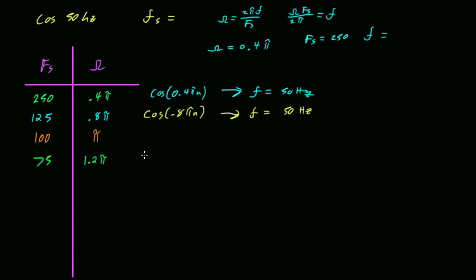Now, let me skip to the 75 hertz case. Now I have cosine of 1.2 pi n. And believe it or not, I have a problem. There's no problem. Oh, there's a problem. Yes, sir. I don't know, does it start to repeat? Yes, I'm going to tell you why.